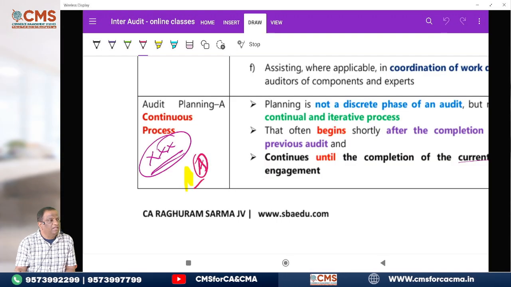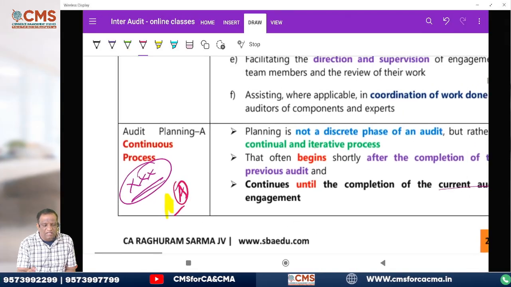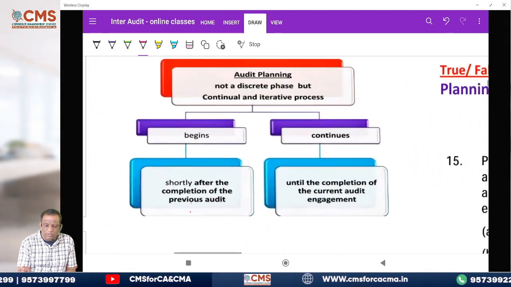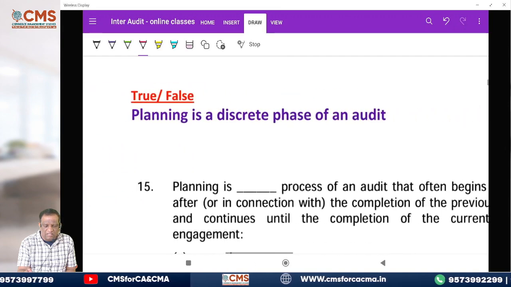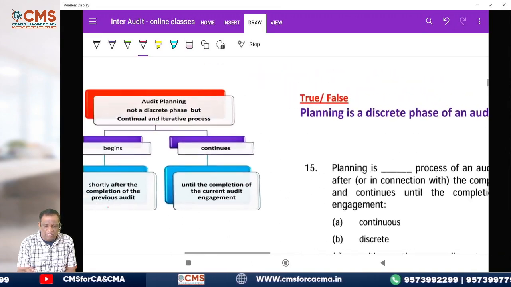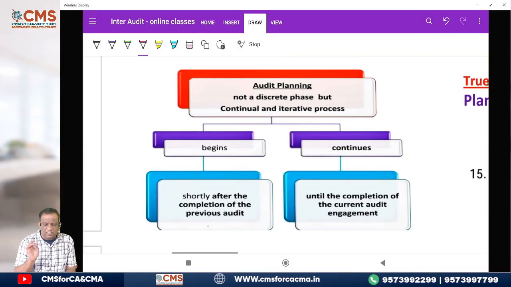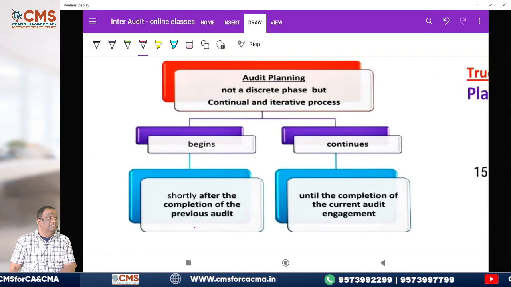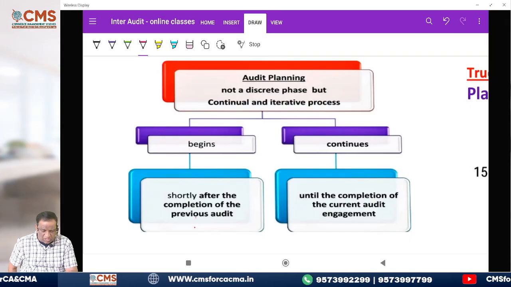So audit planning, we say audit planning is continuous. Now why do you say audit planning is continuous? He is asking multiple questions, like planning is a discrete phase of audit and all that. So let's come back. This chart is the most important one from your questions perspective.